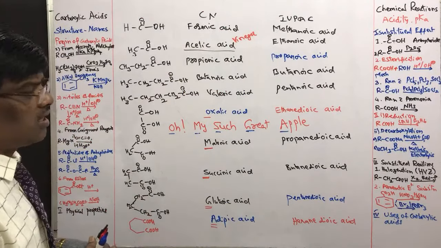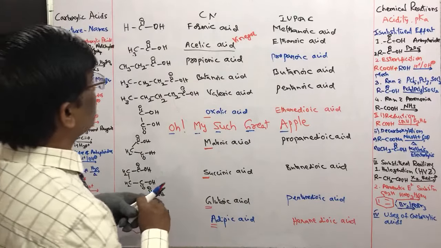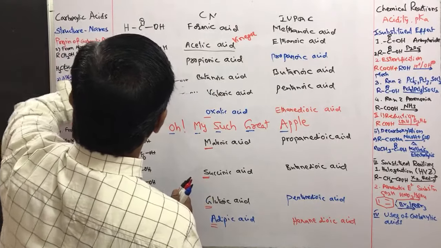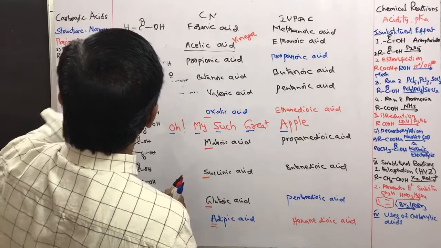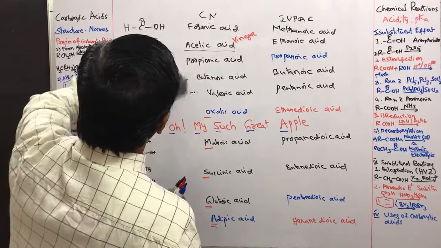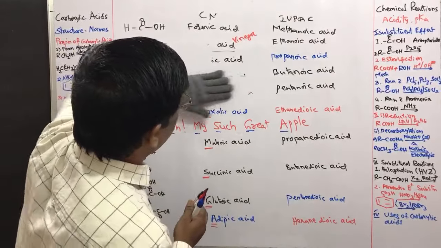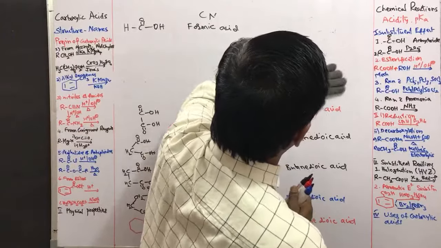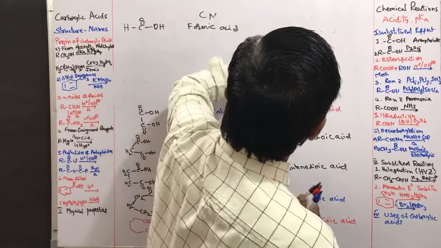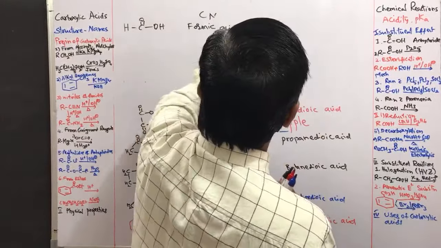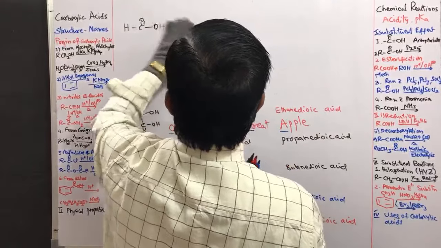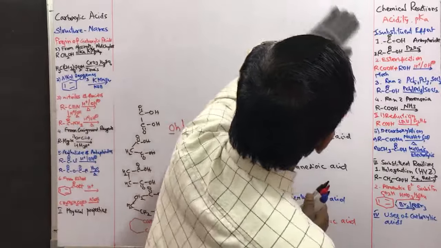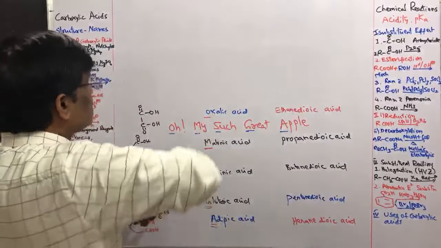That tricarboxylic acid is citric acid. Let us see what is citric acid. So citric acid, where do you find citric acid? In citrus fruits. So what are the citrus fruits? Lemon, yes. Oranges, you will find this citric acid. So citric acid is a tricarboxylic acid. So what is the structure?